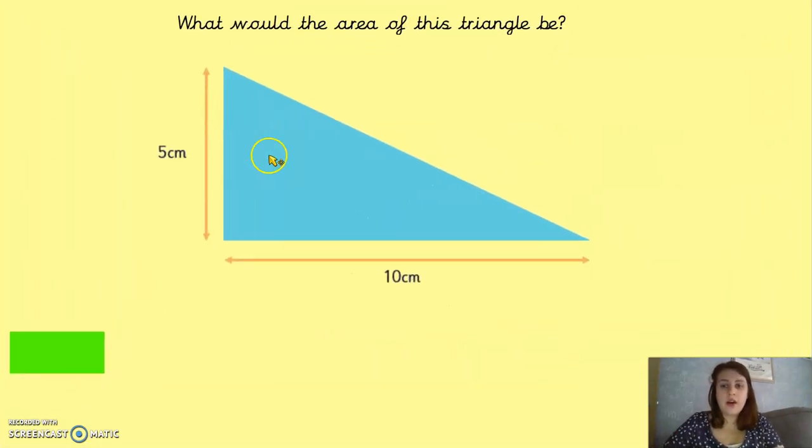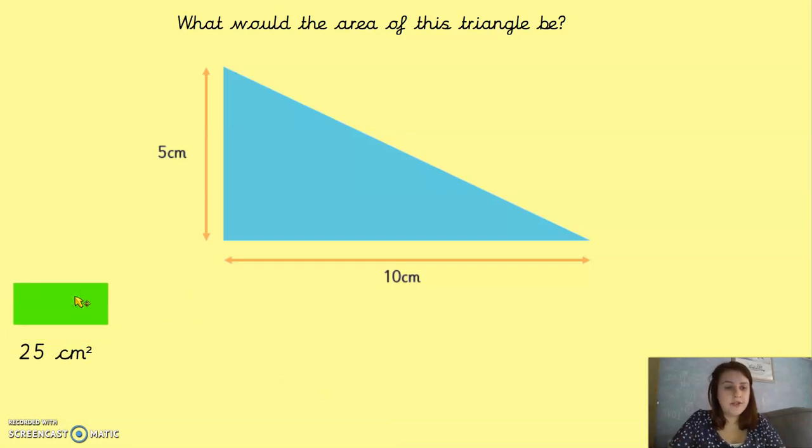On the screen, I've got a right angle triangle, and it's 5 centimetres in height, 10 centimetres in width. What is the area? So pause the video and have a go at working it out. Okay, so hopefully you got the answer 25 centimetres squared. So we did 5 times 10, which gives us 50. Divide your answer by 2, gives us 25. We're still using centimetres squared because we're still looking at area. So well done if you got that one right.